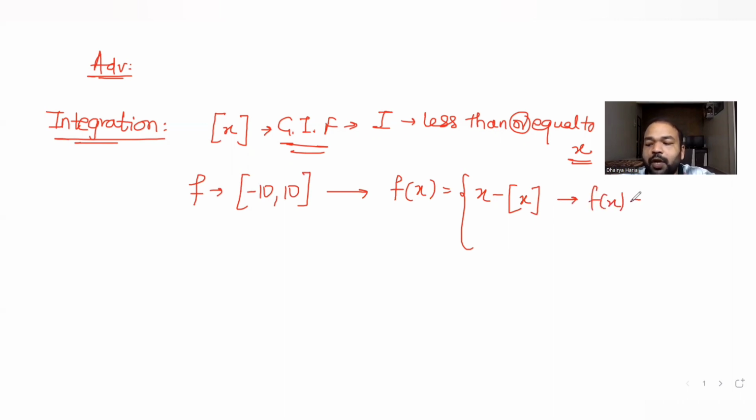for the case where the greatest integer of x is odd. And this is again 1 plus x inside the square bracket minus x for the case where the greatest integer of x is even. So these are the two functions f of x given.